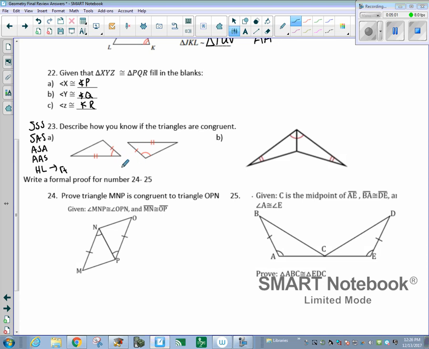So these two can't be done by side-angle-side, and so these two triangles are not congruent to one another. It doesn't match any of these guys over here.